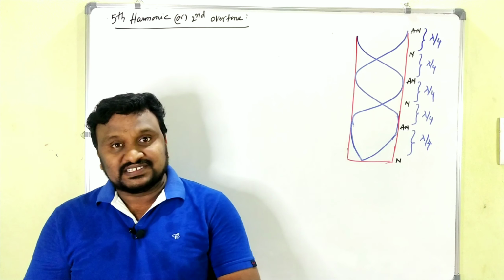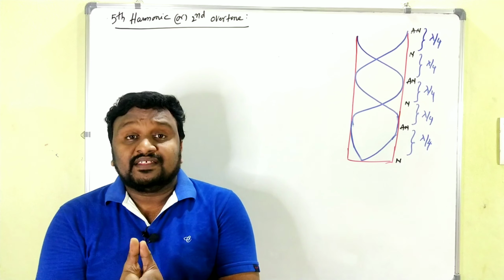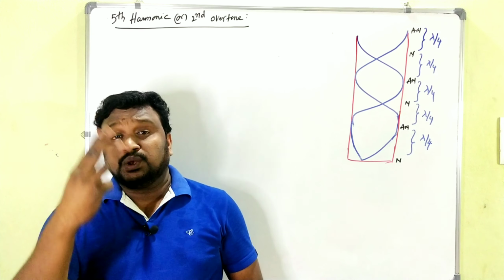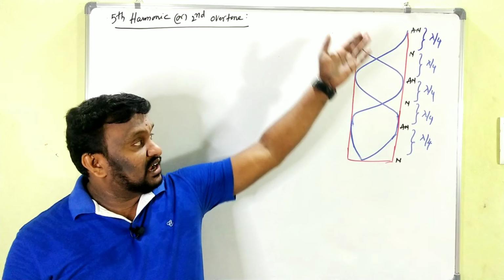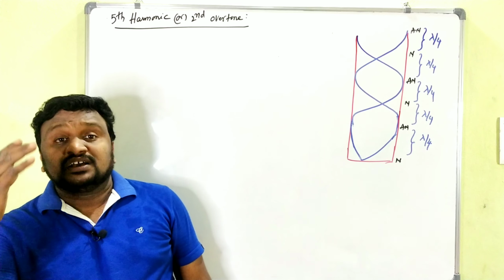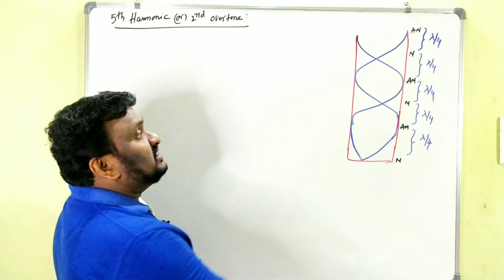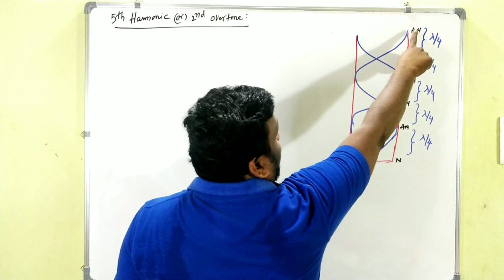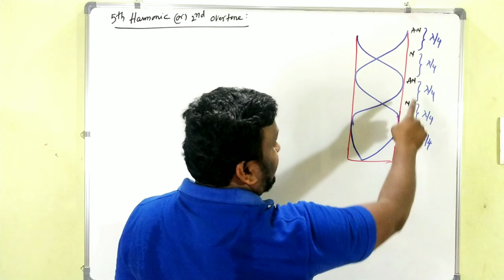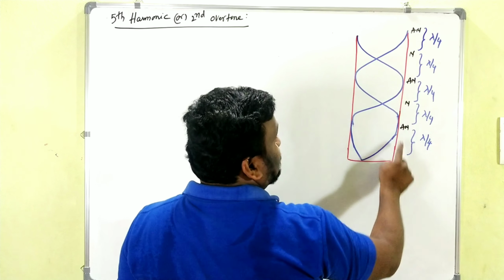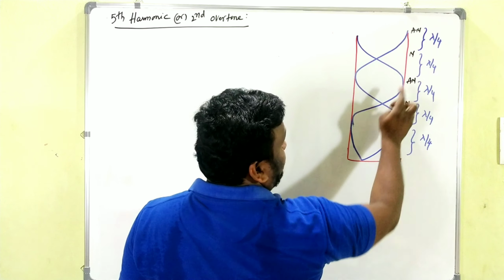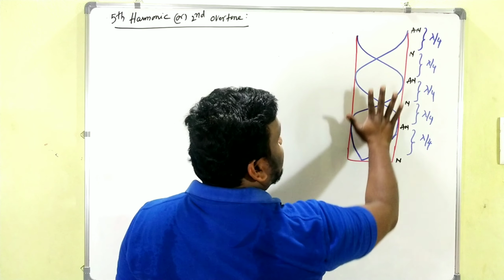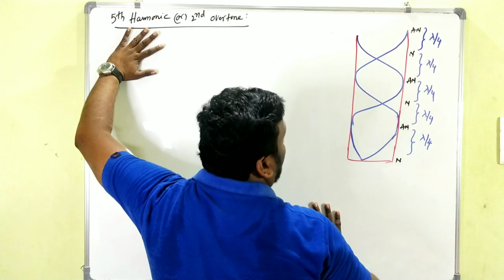Now we have to derive the expression for the fifth harmonic or second overtone. To get the fifth harmonic, the stationary wave must consist of 3 antinodes and 3 nodes, as shown in the figure. So for the fifth harmonic, the stationary wave forms 3 antinodes and 3 nodes: 1, 2 and this is 3. In this way we get the stationary wave for the fifth harmonic.